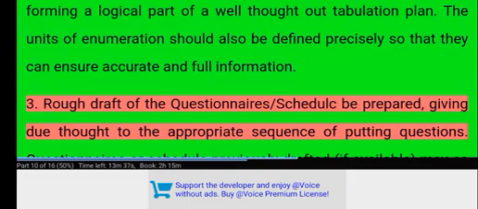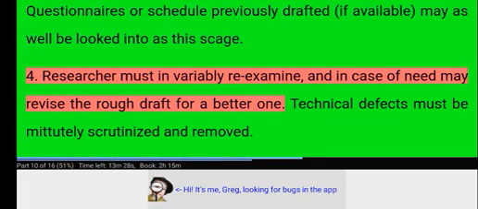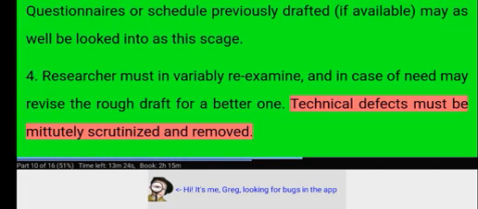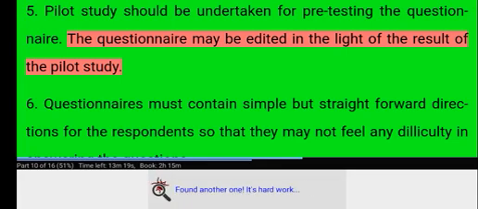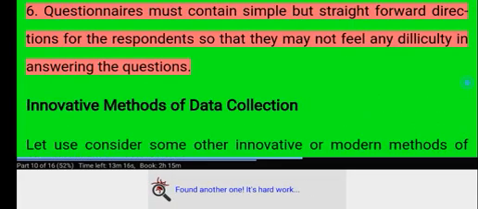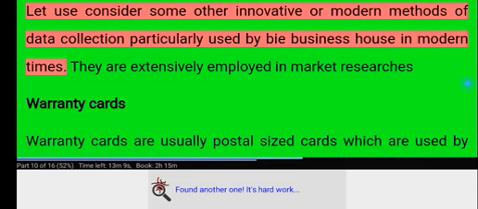3. Rough draft of the questionnaire should be prepared, giving due thought to the appropriate sequence of putting questions. Questionnaires or schedules previously drafted, if available, may as well be looked into at this stage. 4. Researcher must invariably re-examine, and in case of need may revise the rough draft for a better one. Technical defects must be immediately scrutinized and removed. 5. Pilot study should be undertaken for pre-testing the questionnaire. The questionnaire may be edited in the light of the result of the pilot study. 6. Questionnaires must contain simple but straightforward directions for the respondents so that they may not feel any difficulty in answering the questions. Innovative methods of data collection.